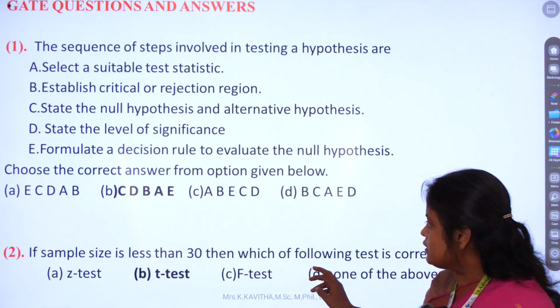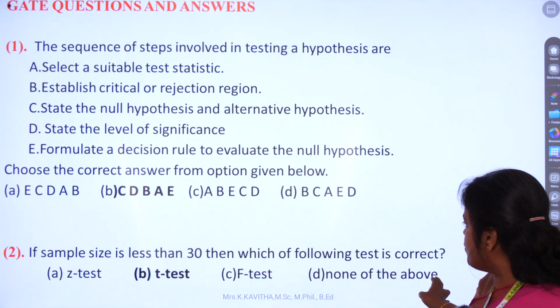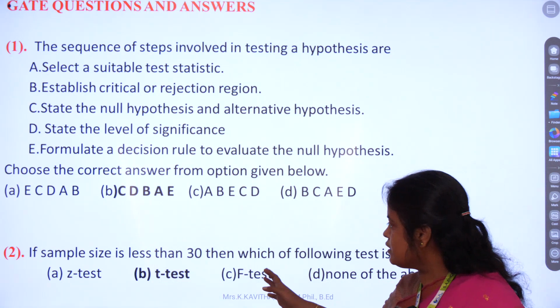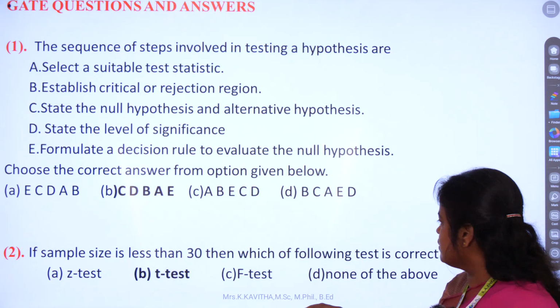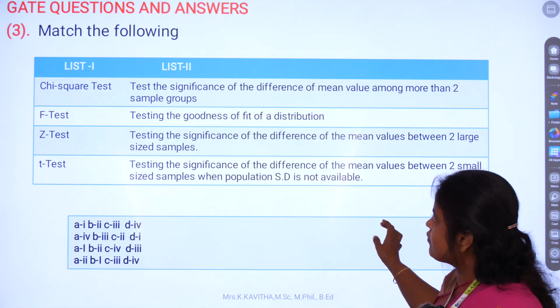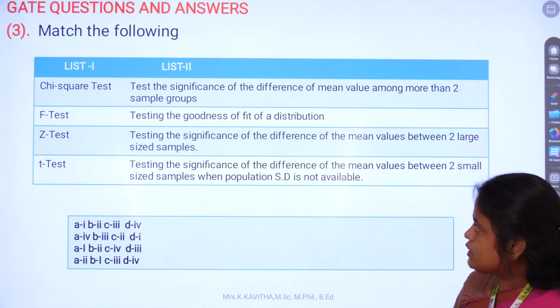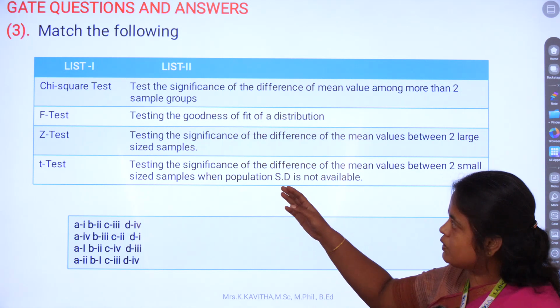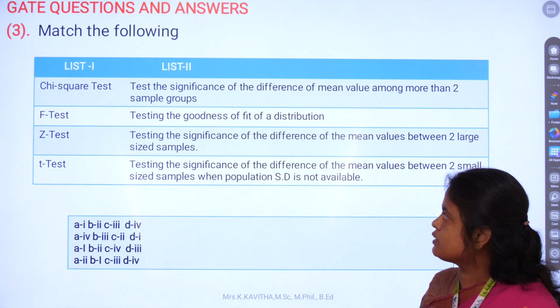If the sample size is less than 30, which of the following tests is correct? In this case, both the t-test and f-test are correct. We can choose any option. Then match the following. List one is chi-square test, f-test, z-test and t-test.